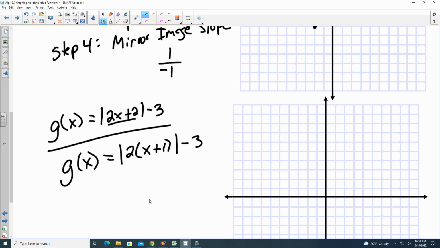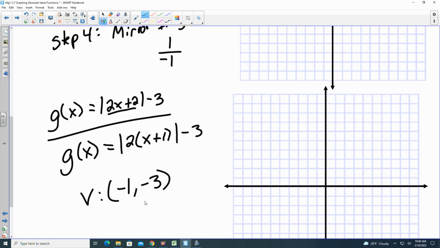So what that means is my vertex as of h is going to be negative 1, and my value of k is still negative 3. So negative 1, comma negative 3 is going to be my vertex.